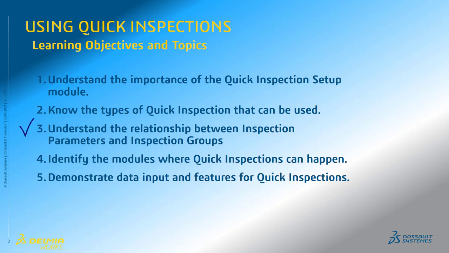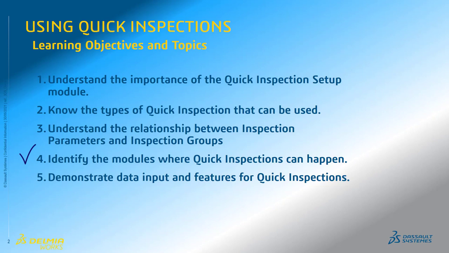Third, we want you to understand the relationship between inspection parameters and inspection groups. This is another critical step: initially you're going to set up your inspection parameters, basically saying what are we measuring or what are we evaluating, and then we attach those parameters to inspection groups to make the inspection process more efficient.